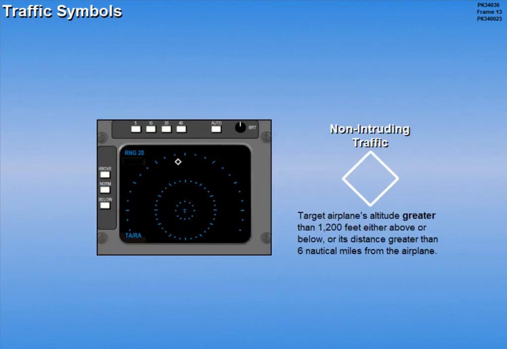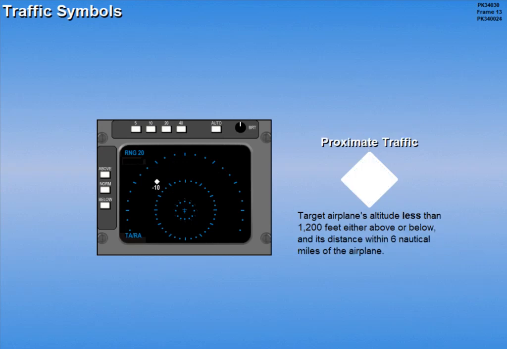An open white diamond on the TCAS traffic display indicates non-intruding traffic with an altitude greater than 1,200 feet either above or below the airplane, or its distance is greater than 6 nautical miles from the airplane. A solid white diamond indicates proximate traffic with an altitude less than 1,200 feet either above or below the airplane, and its distance is within 6 nautical miles of the airplane.